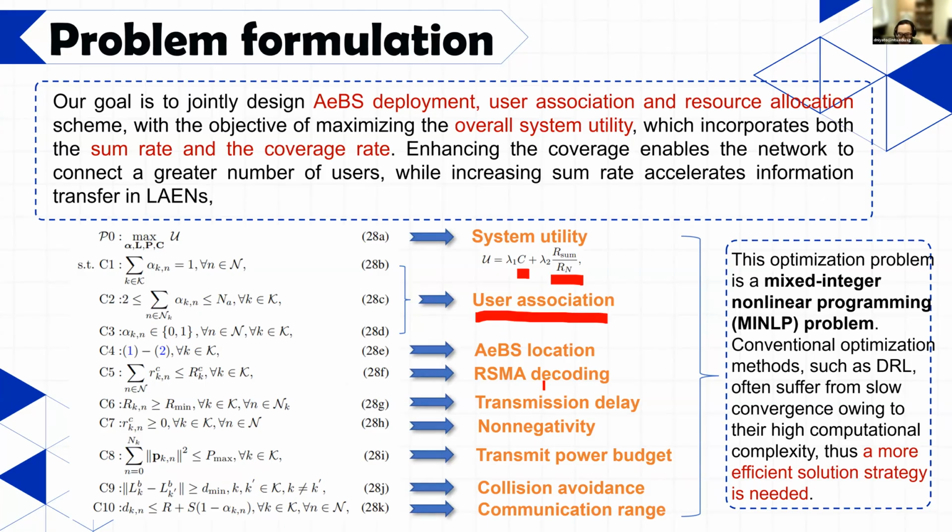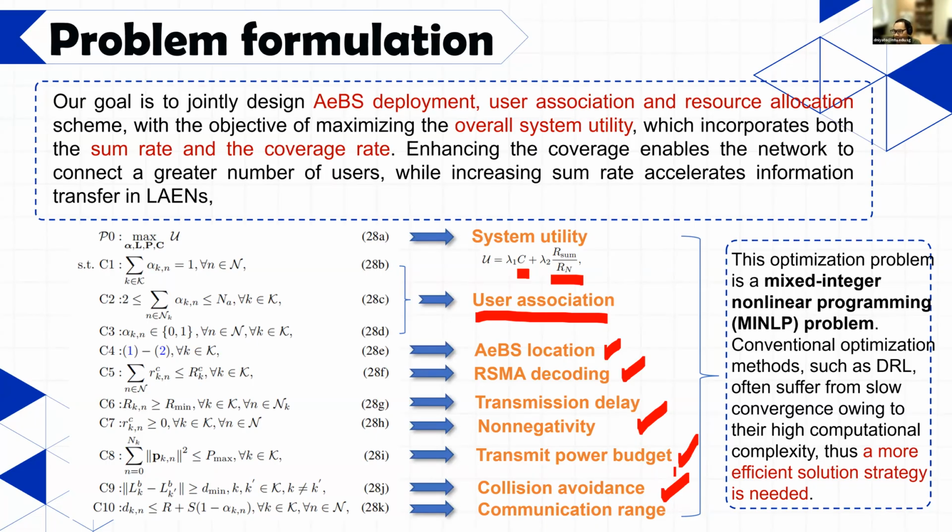We have the user association constraint. The location of the aerial base station has to be fixed, and the decoding of the RSMA has to be greater than a certain threshold. Transmission delay and the non-negativity of the decision variable, transmit power budget, and UAV collision avoidance and the communication range. So clearly, this optimization problem is a mixed integer nonlinear programming problem.